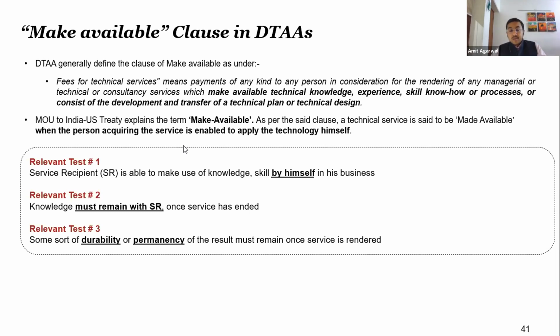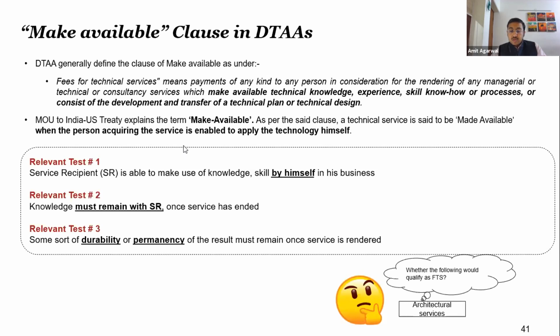So say for example, maybe through an example you guys will understand better. Say for example, an architect will give you a design for your house, and then they will ask you, okay, you can make the house. So I get the design from an architect, and then I construct the house on myself. So whether that architect has made available to us that knowledge, know-how, or that consultancy service, you have to see from the three tests which Pratik has just explained.